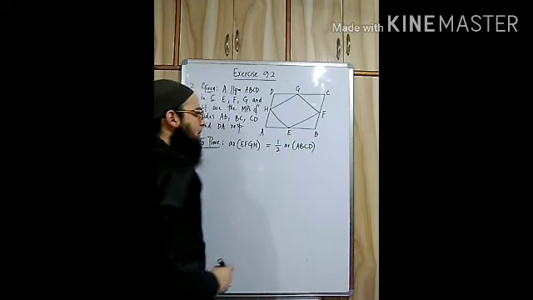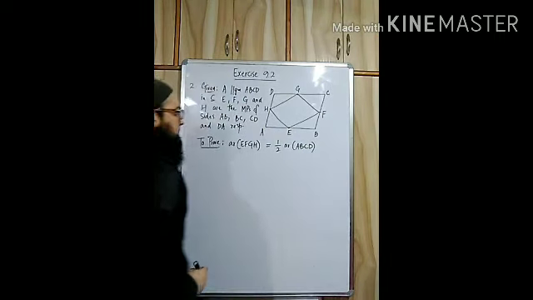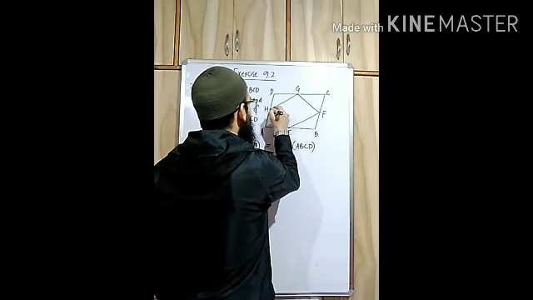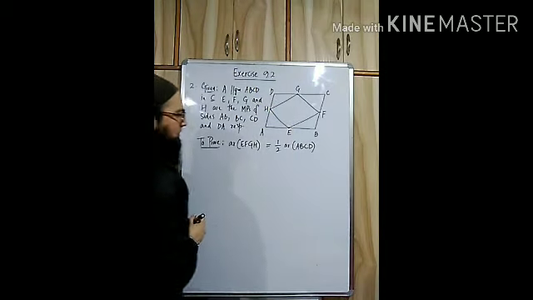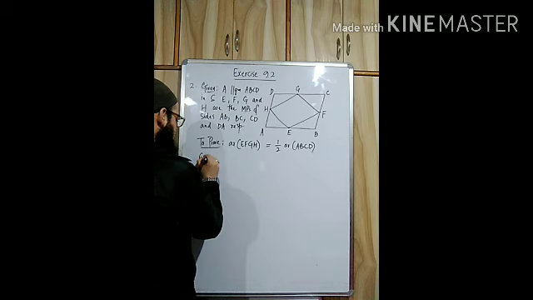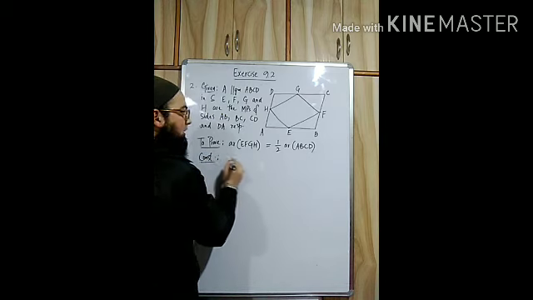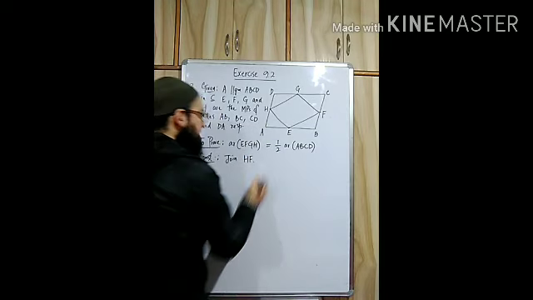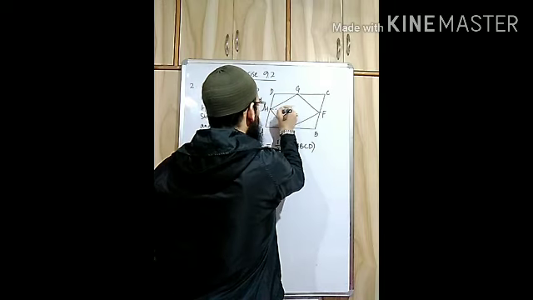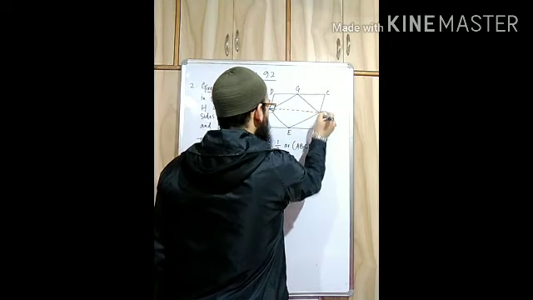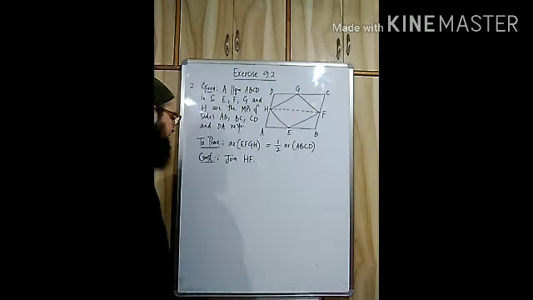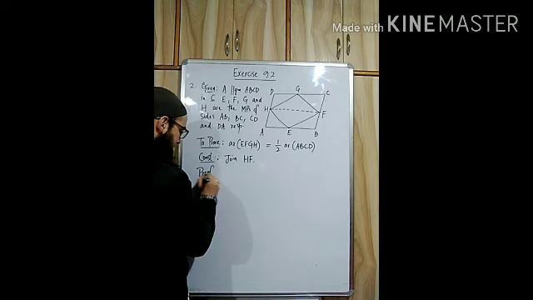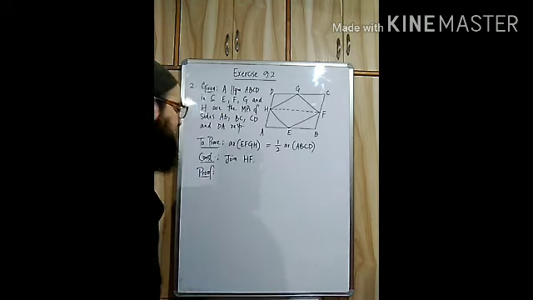Now, what I do, I'll go like this. Let me join H, F. Let's have a construction. Join HF. Now let's have the proof.